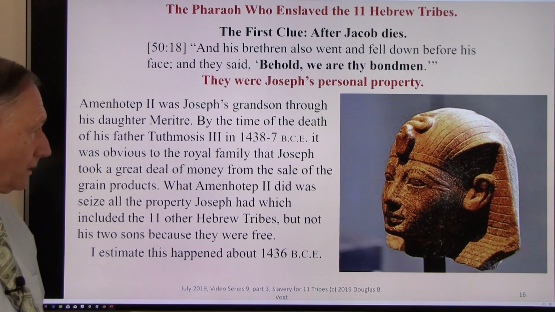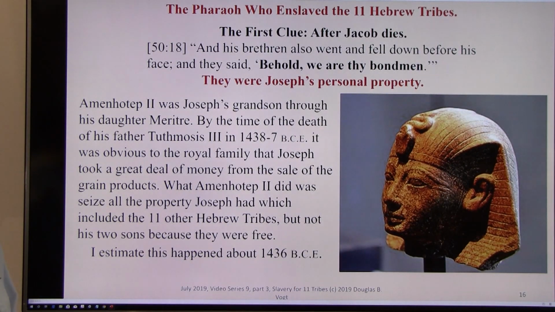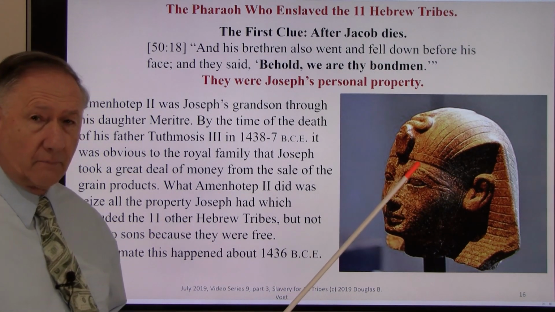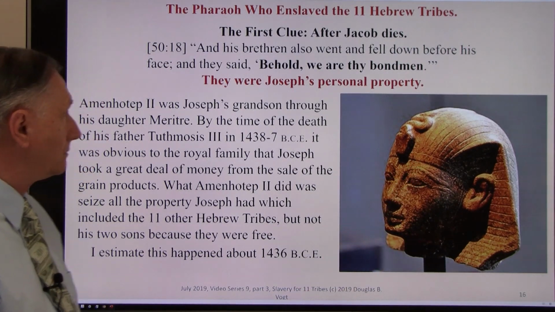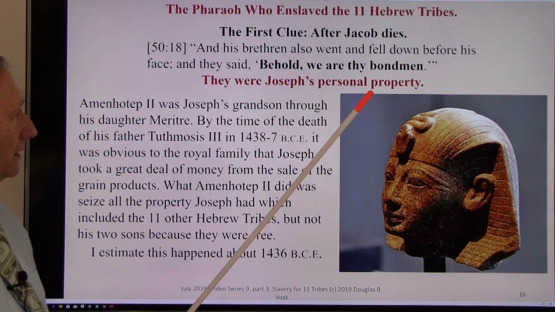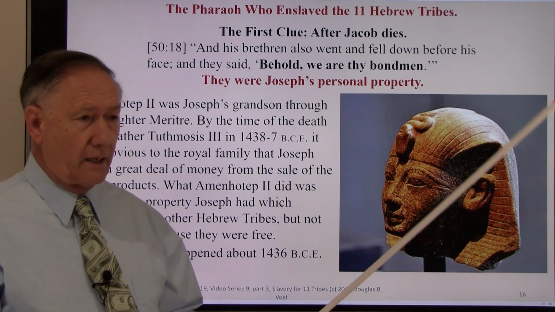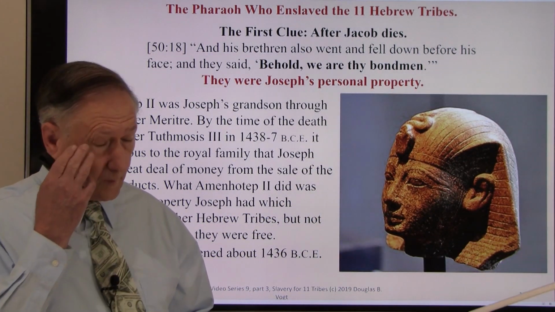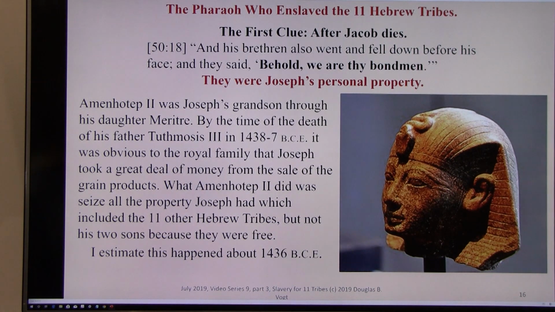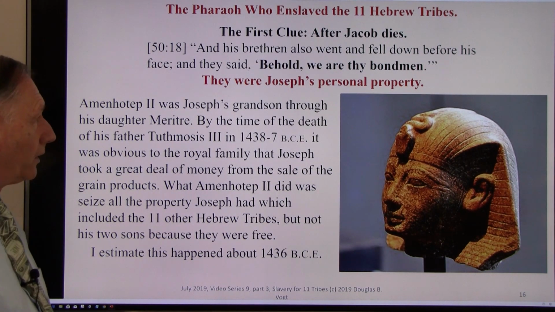Here's his son, Amenhotep or Menahophes II. This is Joseph's grandson. Make no doubts about it. This is who it is. First clue. After Joseph dies, and this is when Jacob winds up, Jacob dies and the brothers come to him, and this is what they say to him. And his brethren also went and fell down before his face, and they said, Behold, we are thy bondmen.